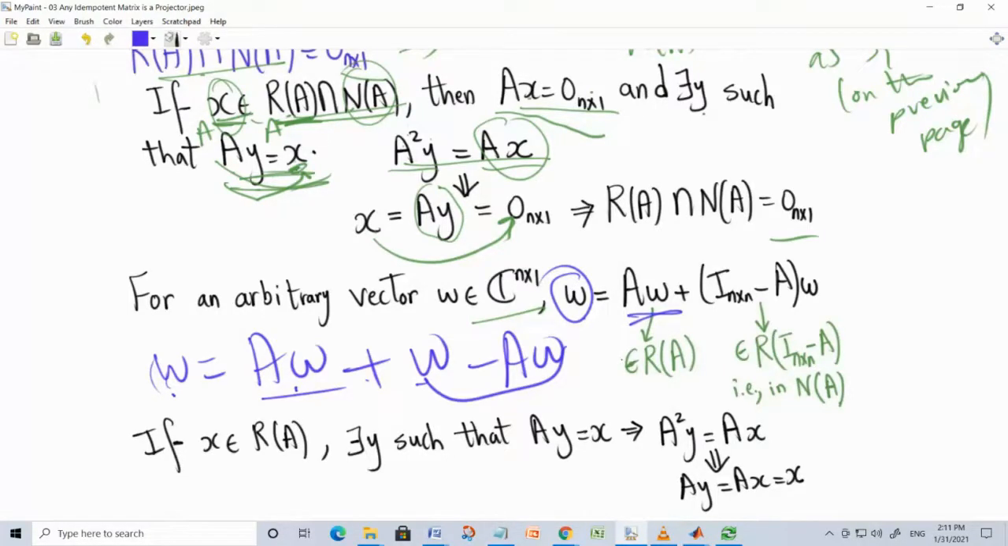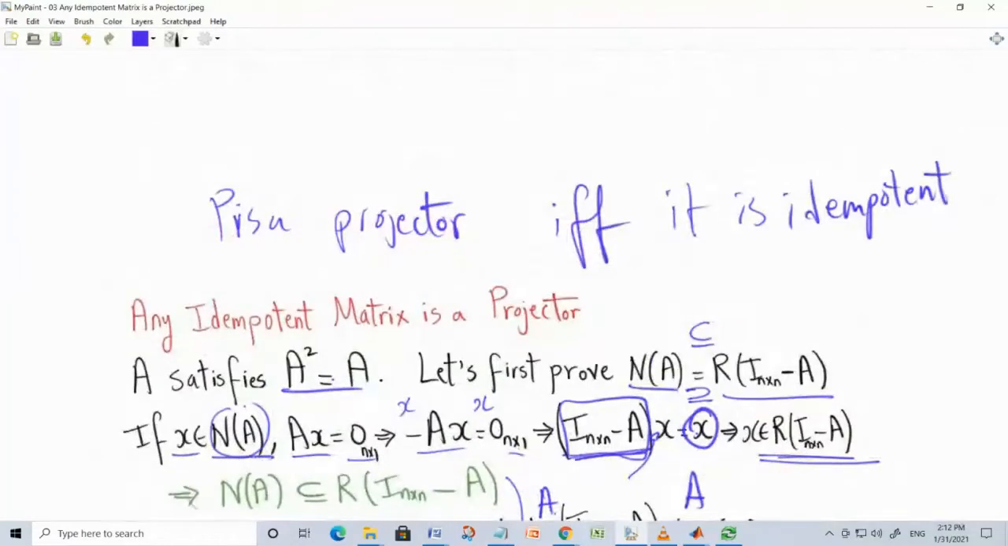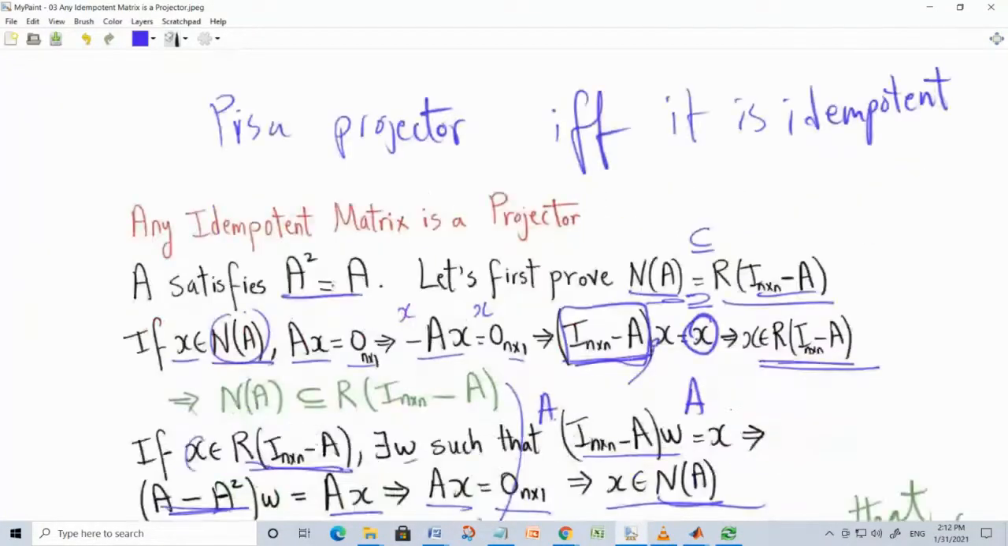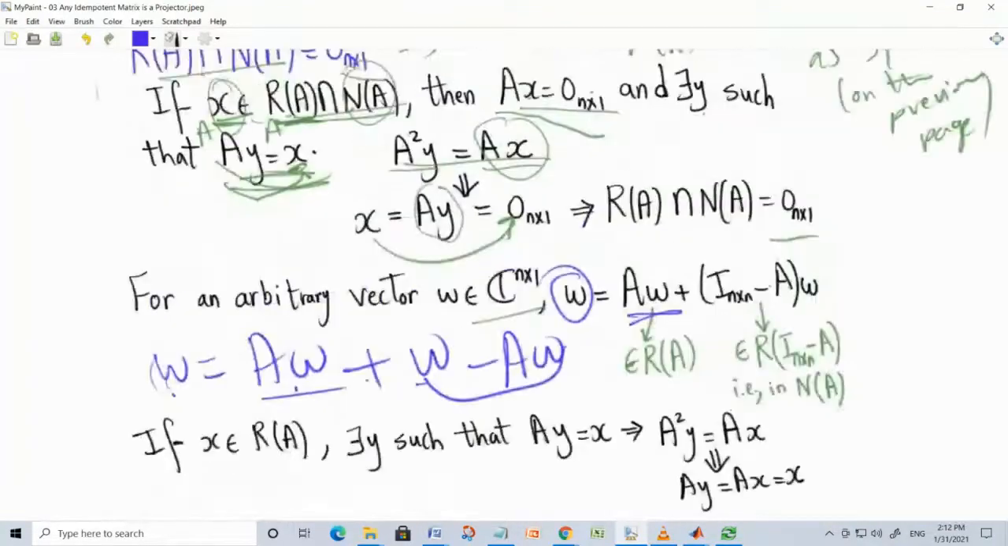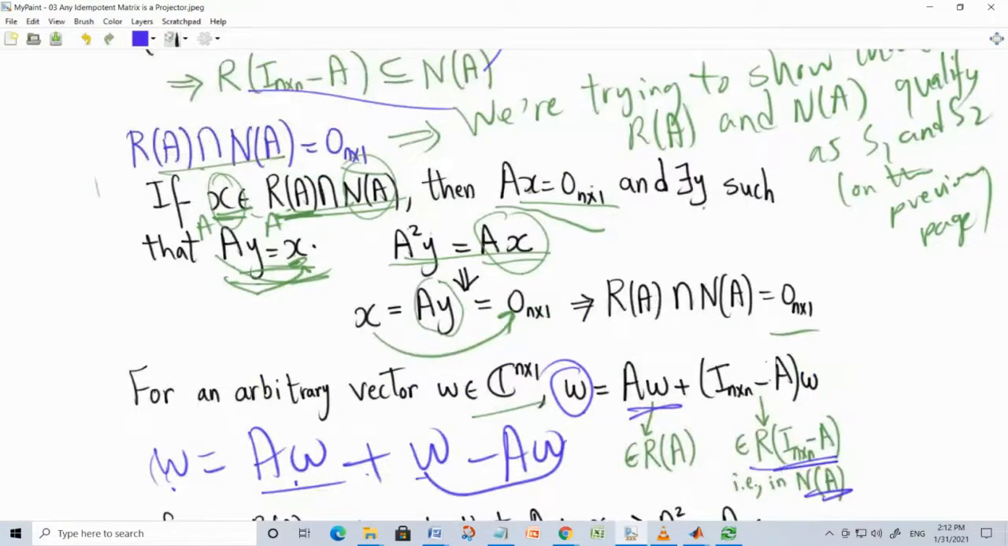So we take an arbitrary vector. What is Aw? Aw is a vector in the span of the columns of A. It's a vector in the range or column space of A. What is (I minus A)w? It's a vector in the range or column space of I minus A. But the first thing we did here is to show that the null space of an idempotent matrix is exactly like the range of I minus the matrix. So basically this vector is in the null space, because the null space is the range of I minus A. So the range of A and the null space of A, where A is an idempotent matrix, are like S1 and S2 on the previous page. They are candidates basically for constructing a projector, and the projector will be A itself.